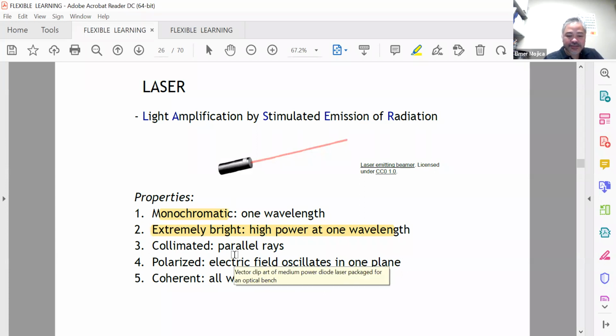Okay, so the way that you have this, the beam is collimated, and most of them are polarized. That means the electric field oscillates on one plane, and coherent. All waves are also in one plane.